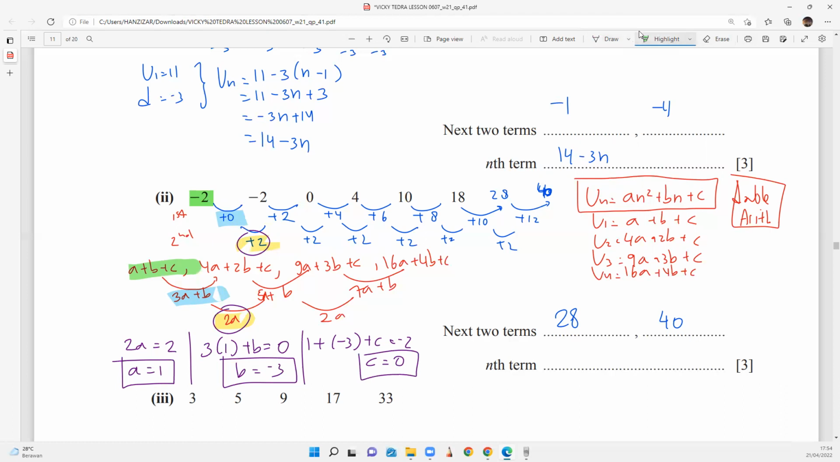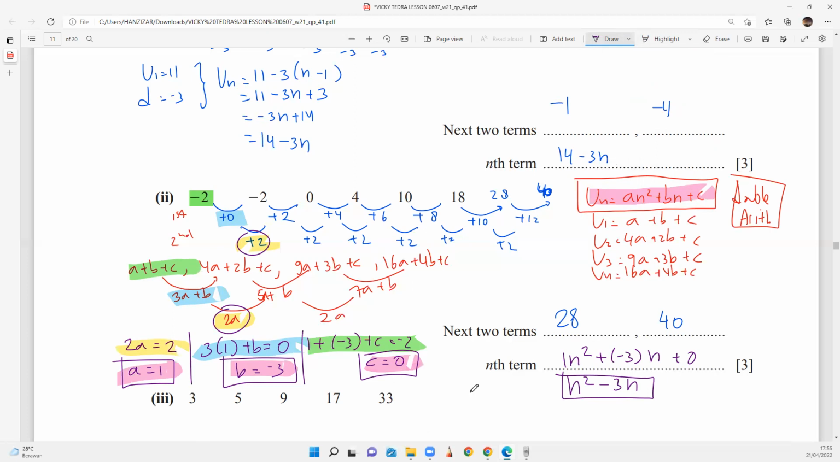I will do the highlight one more time. The green will be here, and the blue will be on the second. So you do from bottom to top, from down to up. And we get all the values right now. a equals 1, b equals -3, c equals 0. So you can put every value into the formula here. Then the nth term is 1n squared plus -3n plus 0, or you can simplify: n squared minus 3n. That's it. Part 2 is very hard.